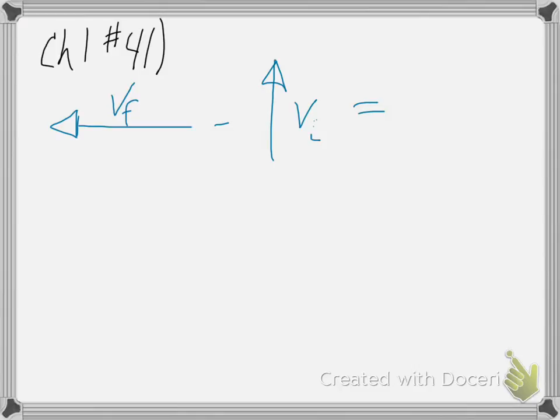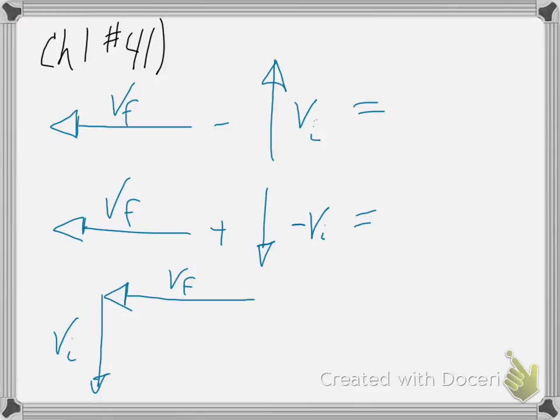from it. Remember that with vectors, when you subtract two vectors, essentially what you're going to do is you're going to add the opposite of the second. So what we have here is final velocity plus the opposite of the initial velocity. And we will then add these using the tail to tip method.